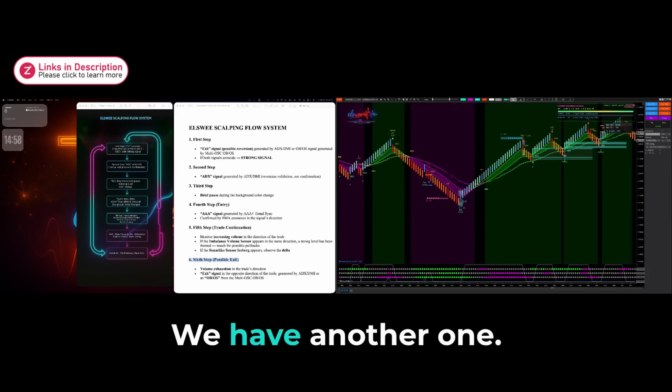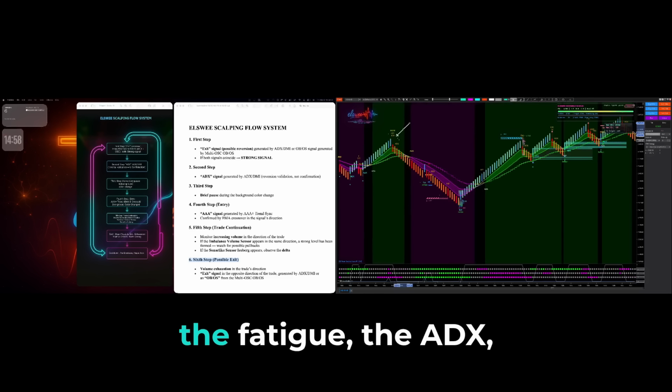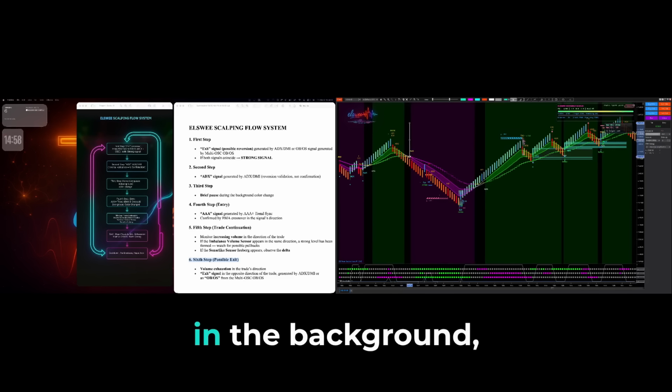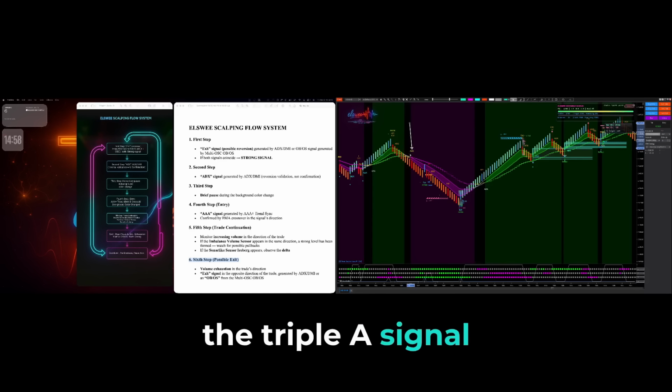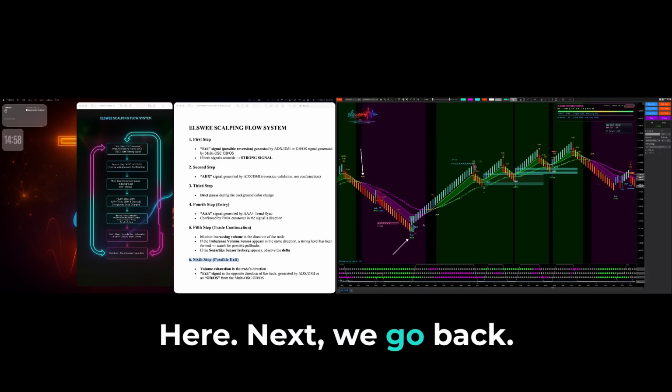Here we go again. We have another one. The same, we have the fatigue, the ADX, the momentum, without color in the background, the AAA signal below the gem. We're off. Where do we exit? Here. Next, we go back.